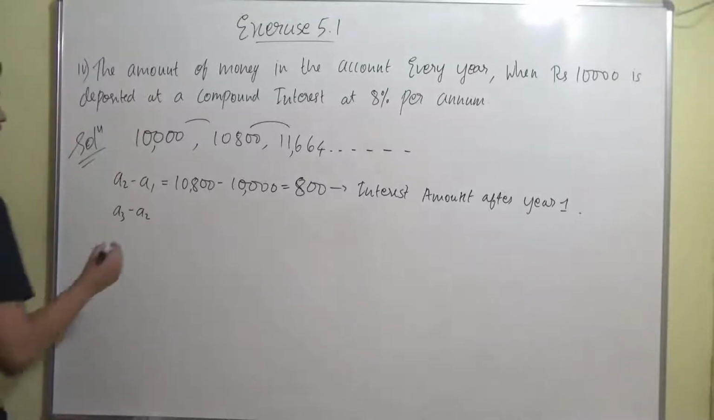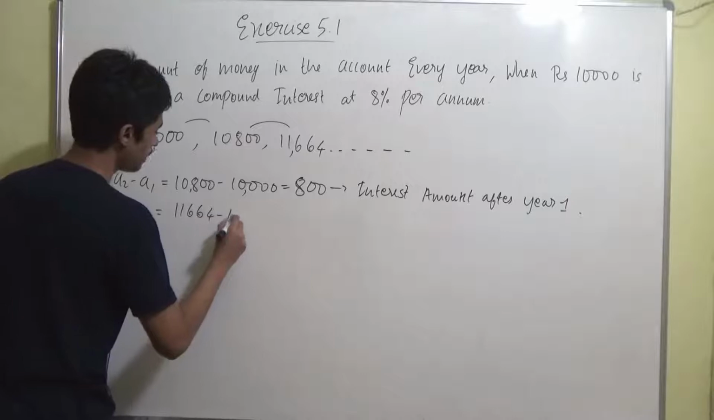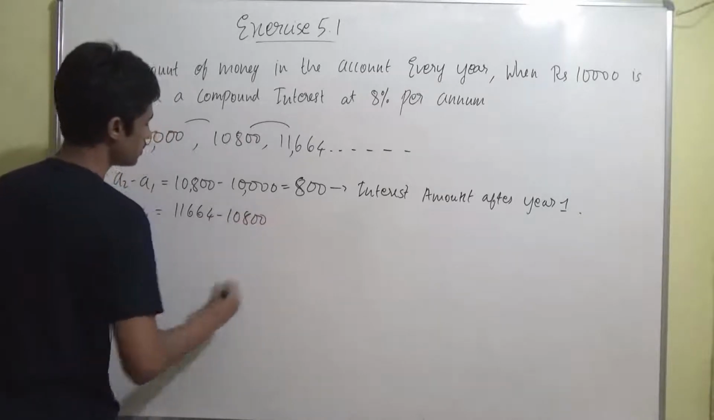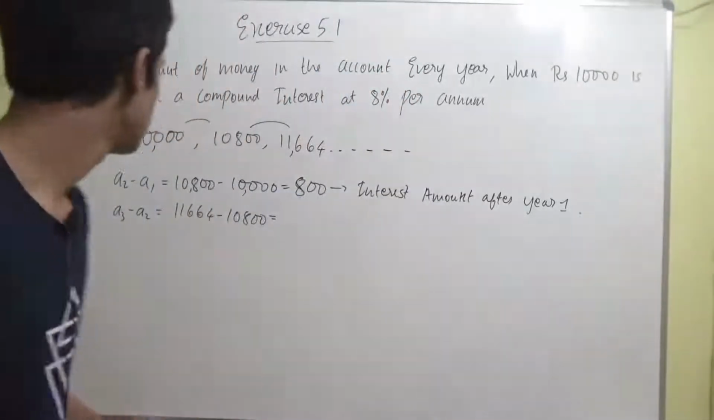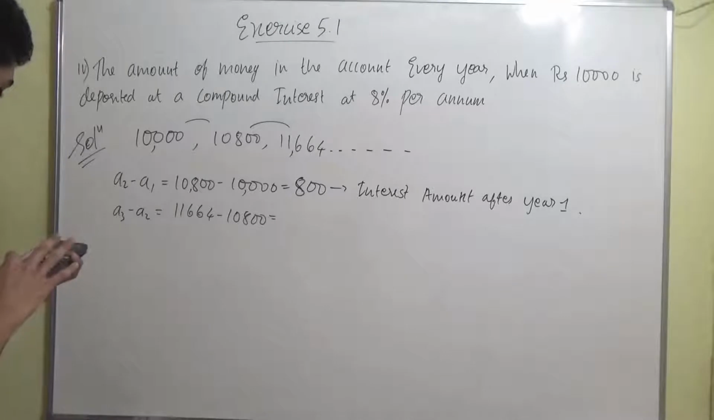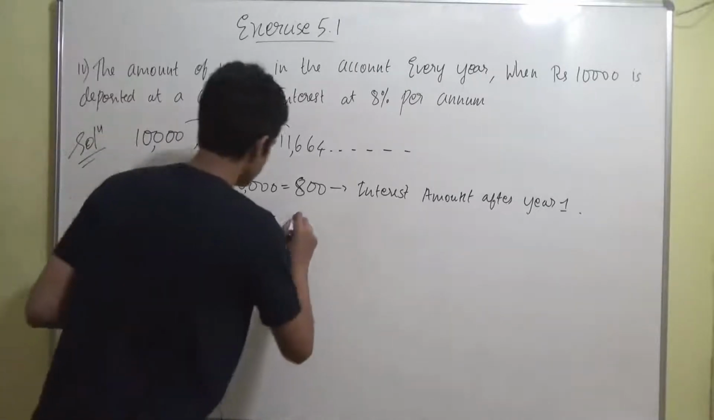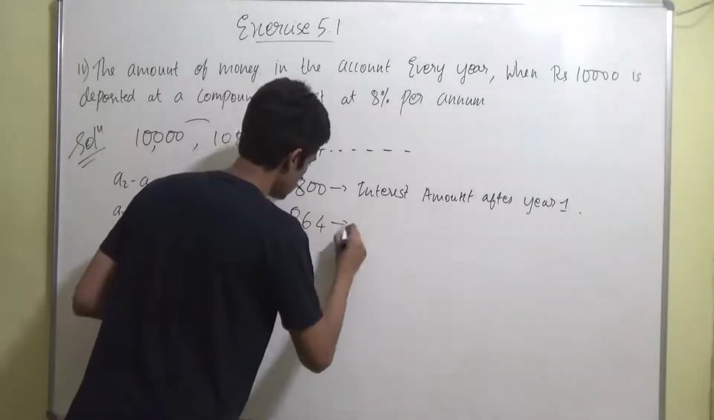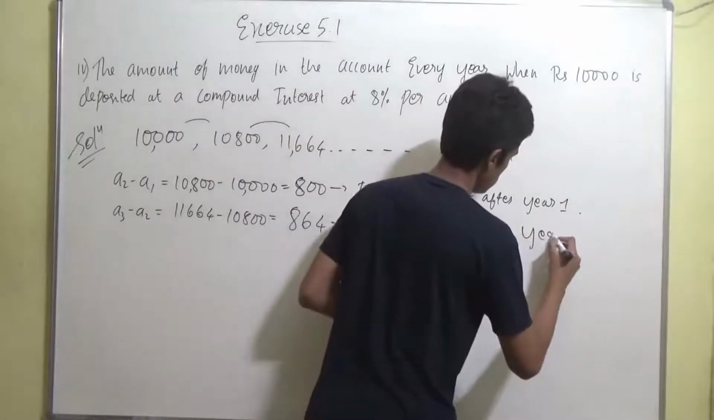That's going to become A3 minus A2. That is 11664 minus 10800. This will become equal to, let me do it in calculator, guys, just a minute. You will have to do it by yourself, right? Since I want to save some time, I'm doing it in calculator, and it's a simple subtraction. It is 864, the interest amount after year 2.